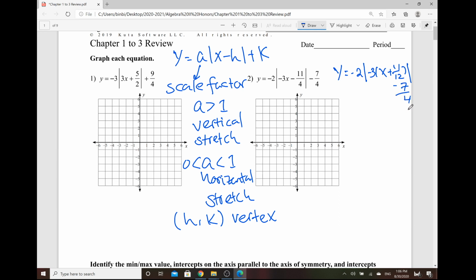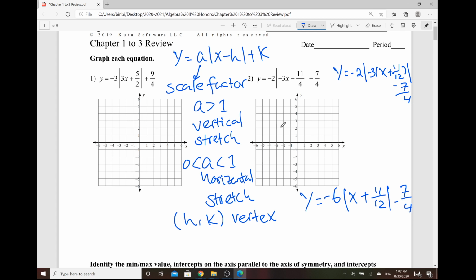And all the numbers here are not considered nice numbers, so it's a little bit difficult. So once we plot the points, since we do know that absolute value of negative 3 is 3, we took out absolute value of negative 3. So this one turns out to be y equals negative 2 times absolute value of 3, so it's negative 6, times absolute value of x plus 11 over 12, and then minus 7 over 4.